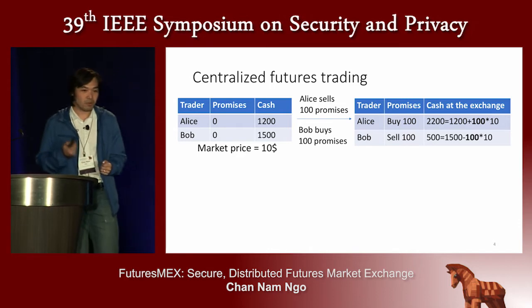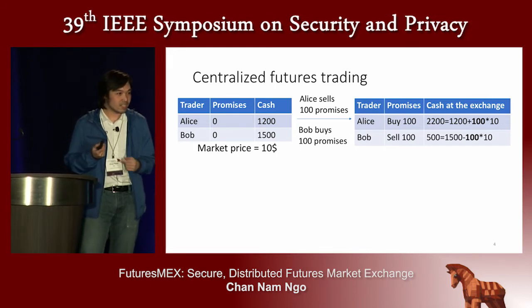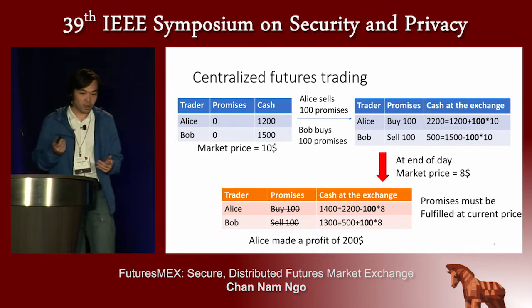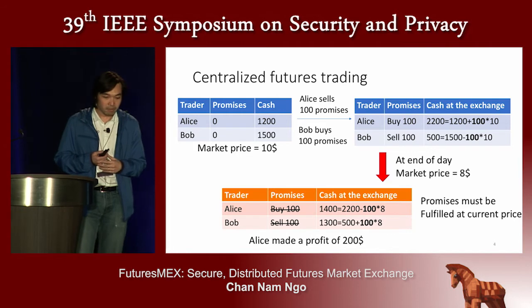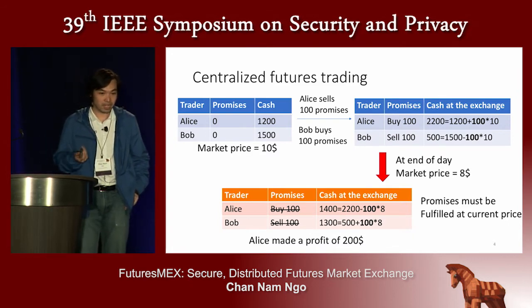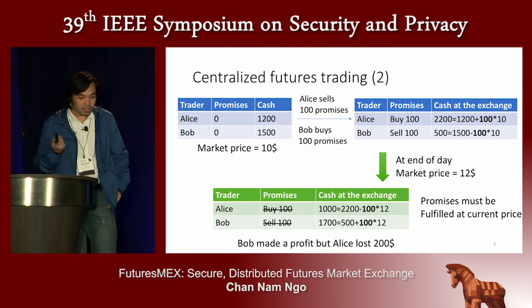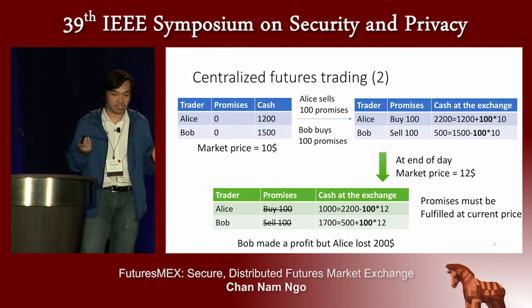But Alice will have to buy back these promises at a later point. That is, for example, at the end of the trading day. So at that point, if the market price is 8, it means that Alice has made a profit of $200, because the exchange will only debit $800 from her account when the promises are fulfilled using the market price. In another case, if the market price increases to 12, then in this case, Bob made a profit instead of Alice when the promises are fulfilled.